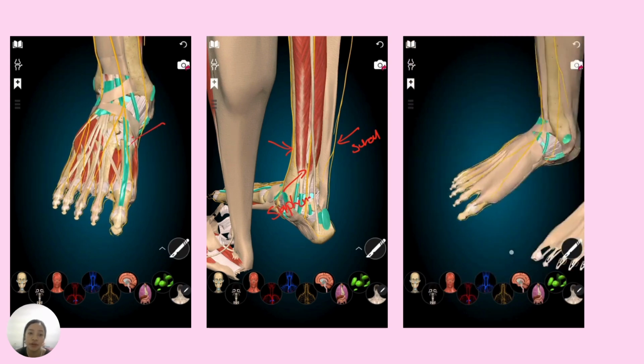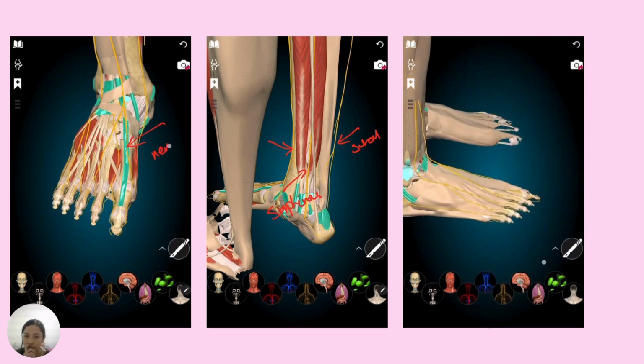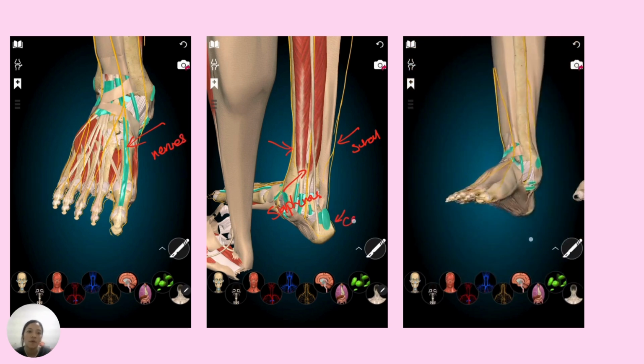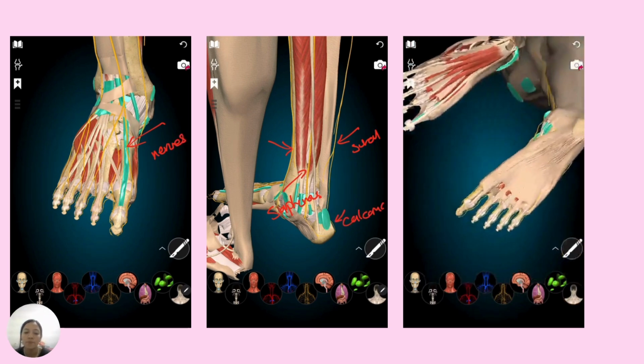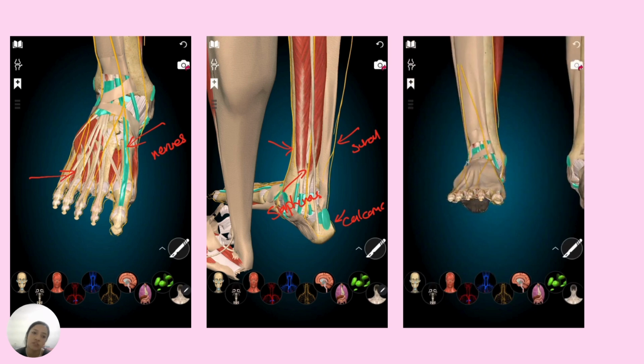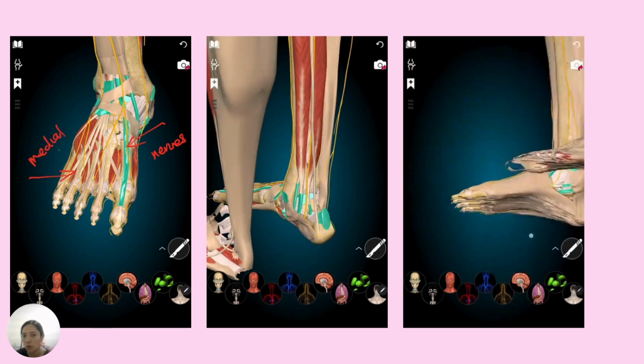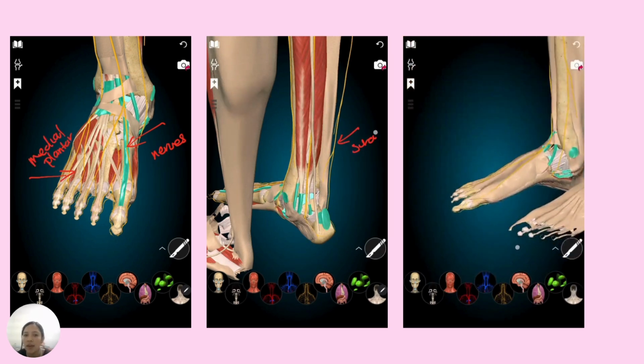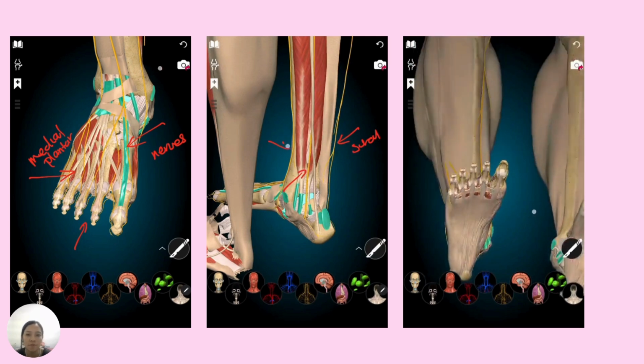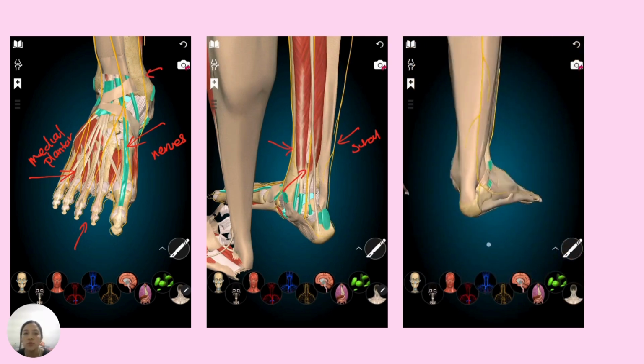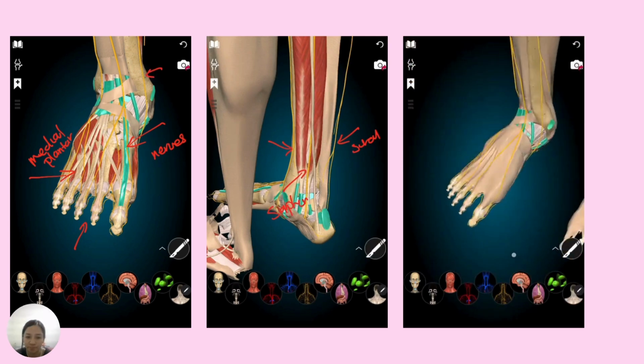Together, these three muscles that we can see there, at the MP joint of the big toe, allow the abduction and the adduction of the big toe. That is so important when we play football or do a lot of activities or sports.